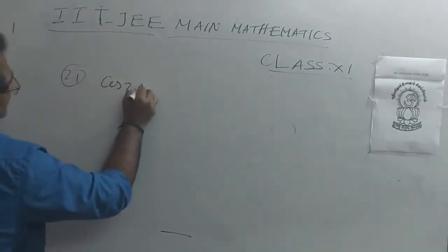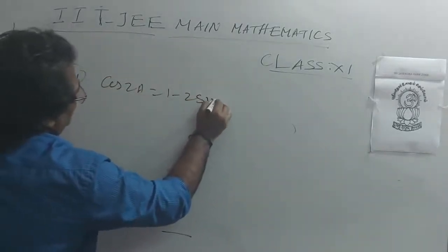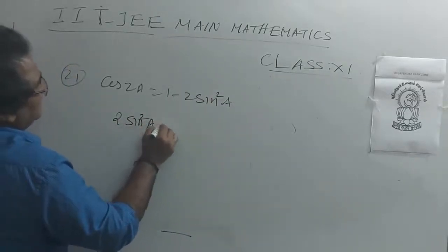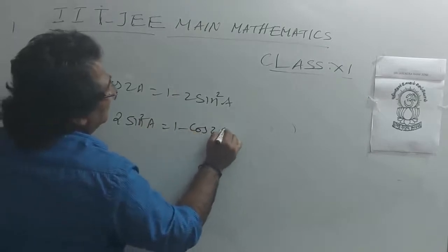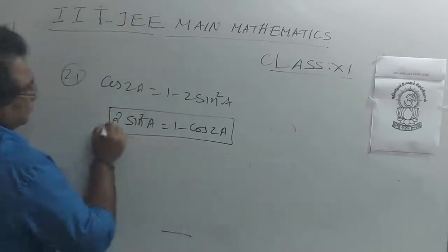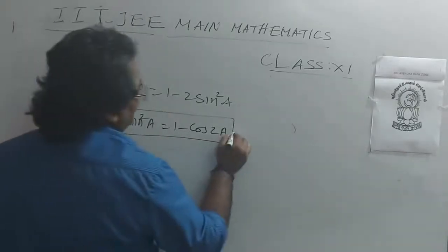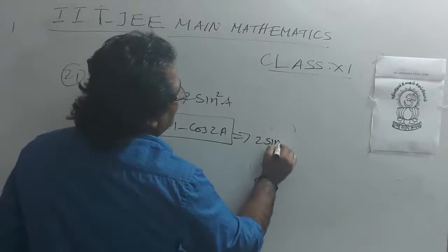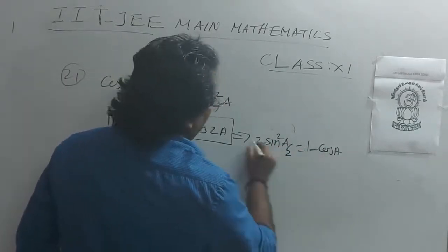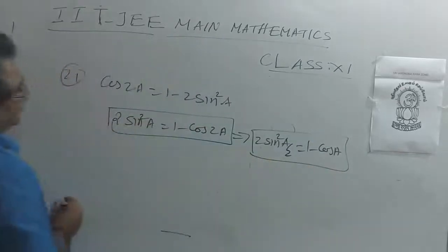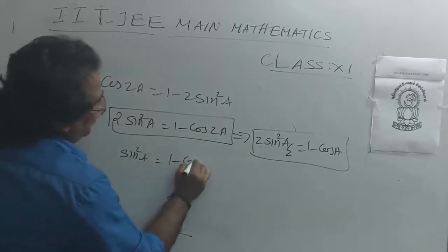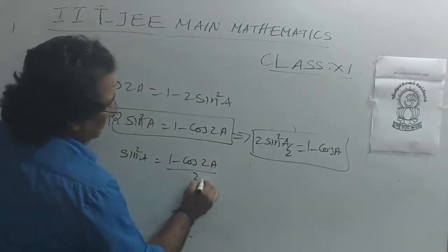Cos 2a equal to 1 minus 2 sin squared a. From this, 2 sin squared a equal to 1 minus cos 2a. This formula should also be remembered. Sin squared a equal to 1 minus cos 2a divided by 2.